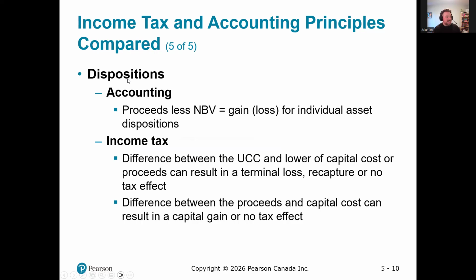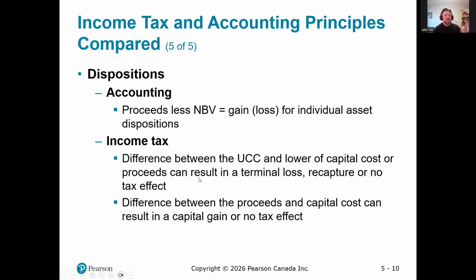And then we'll get into dispositions. From our accounting perspective, when they sell an asset, whatever I've received for that asset, my proceeds, we compare it to whatever our book value was, and whatever the difference is, is a gain or loss. The Income Tax Act is a little bit different. We look at the difference between the UCC and the lower of capital cost or proceeds.